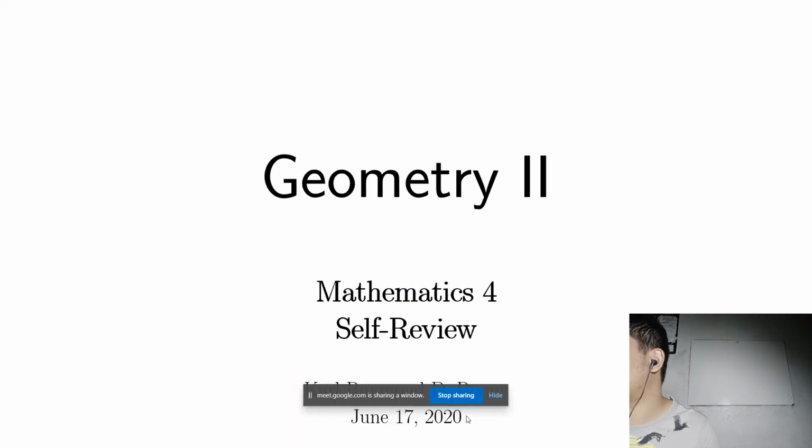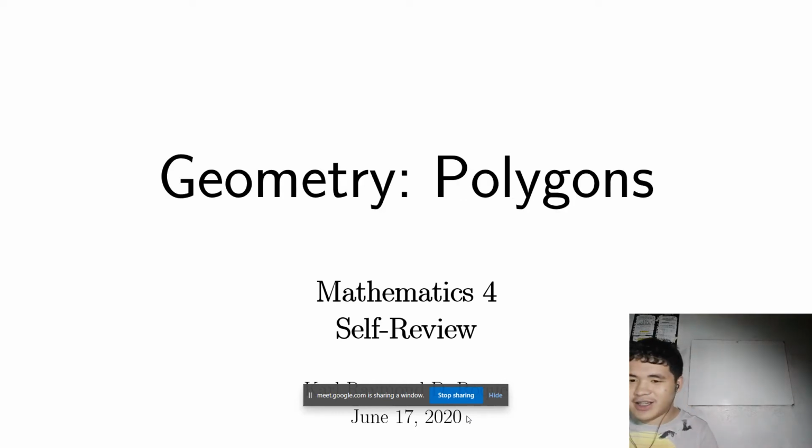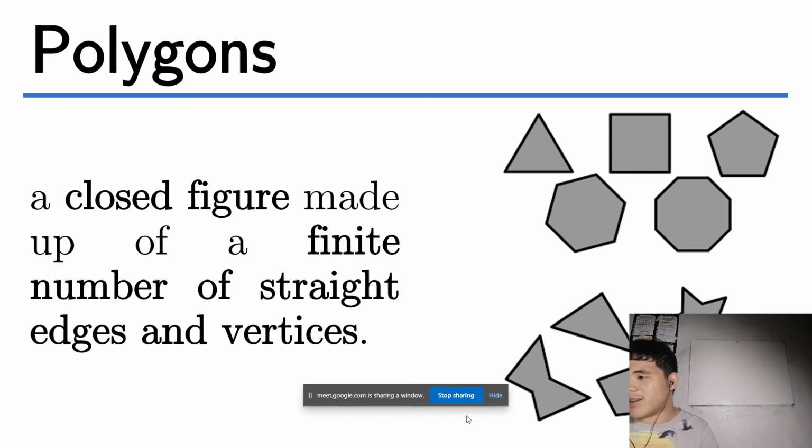geometry, pero in particular, circles tsaka polygons. So, we'll start first with the polygons, then we'll focus more on the circles part later kasi yun yung mas importante, no? Sige, let's start. Let's start with polygons first.